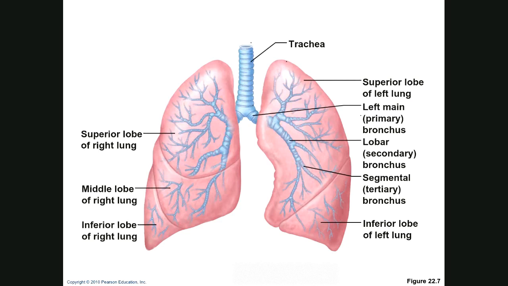This is showing a whole lung. It's showing the trachea. You have your superior, middle, and inferior right lung lobe. And then on the left side, you have your superior and your inferior lung lobe. And then here is your cardiac notch. It leaves room for your heart.